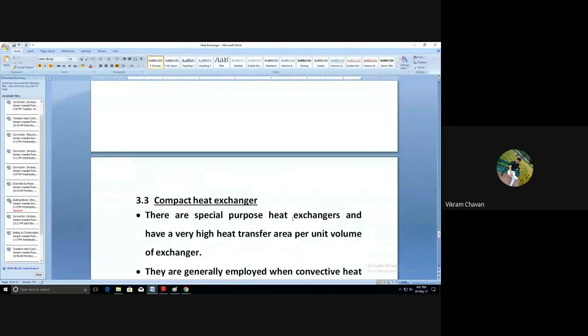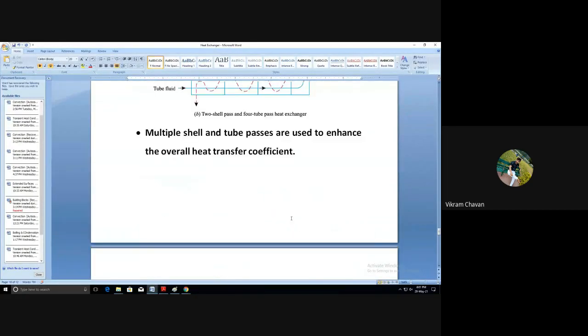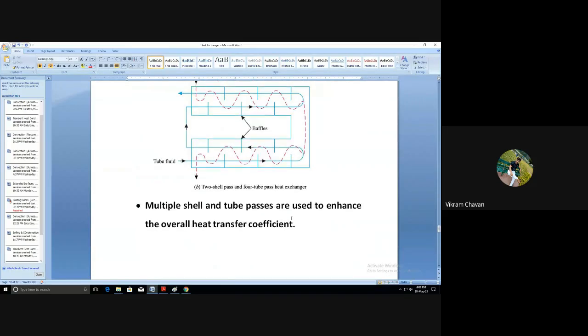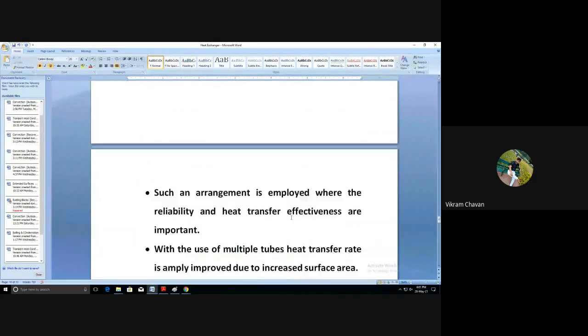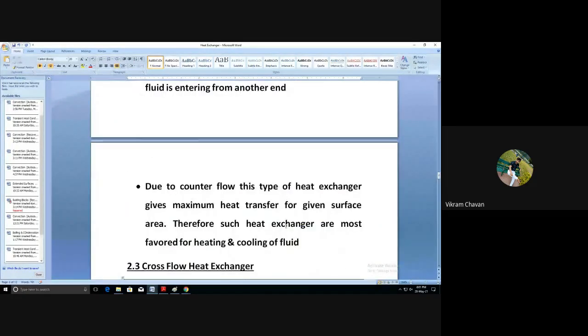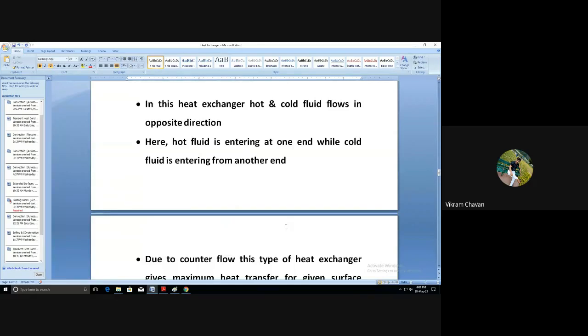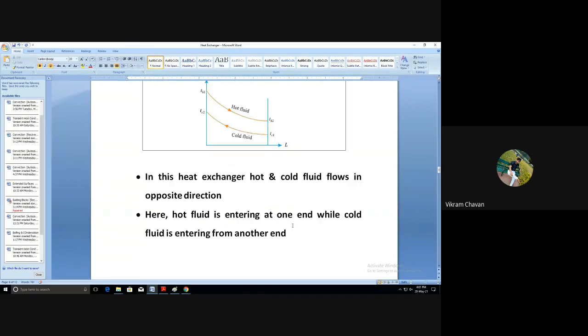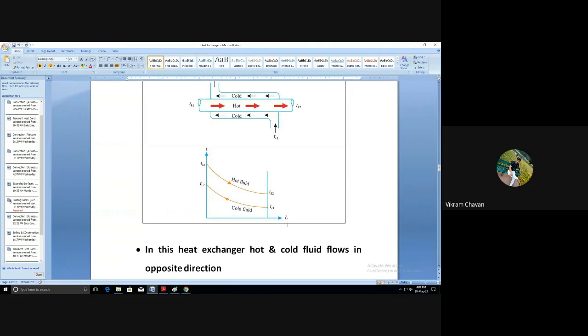So we will stop here. If you have any doubt or question about any of the classifications we have learned today, you can ask. If not, then you can put your roll numbers in the chat box and leave this meeting. The remaining classification we will discuss tomorrow.